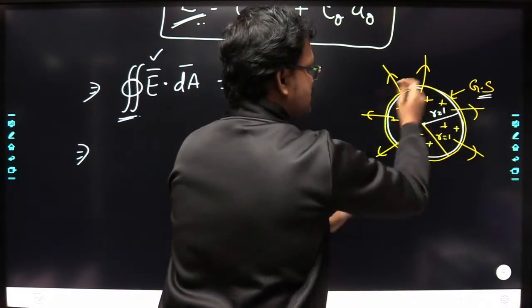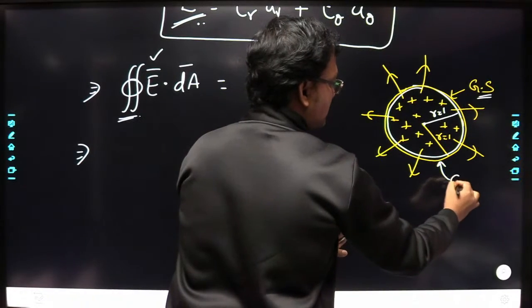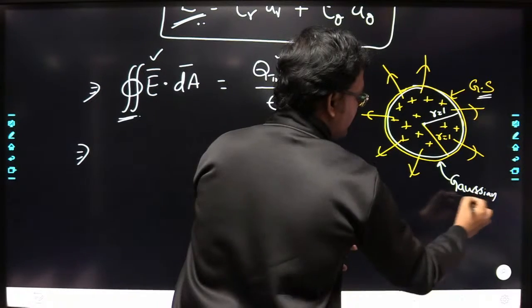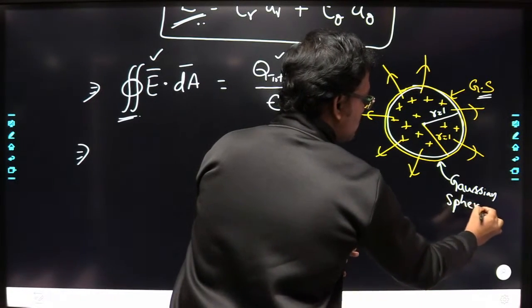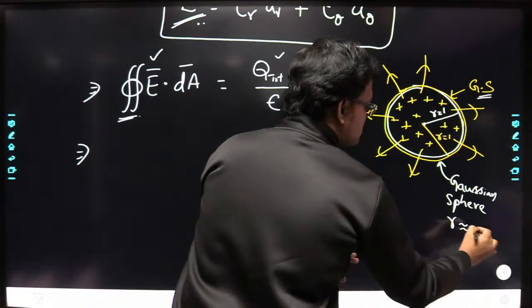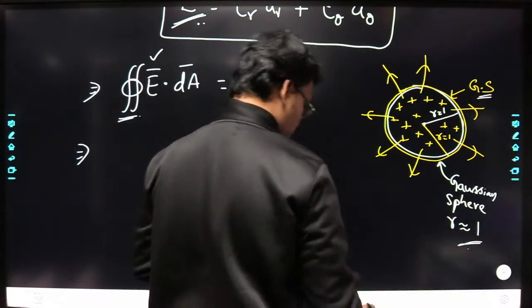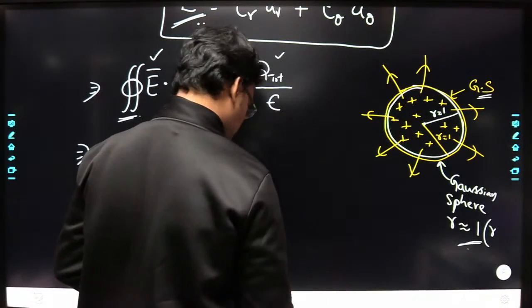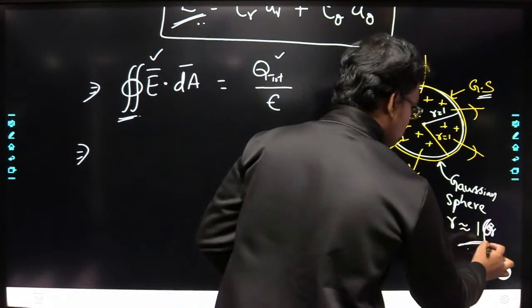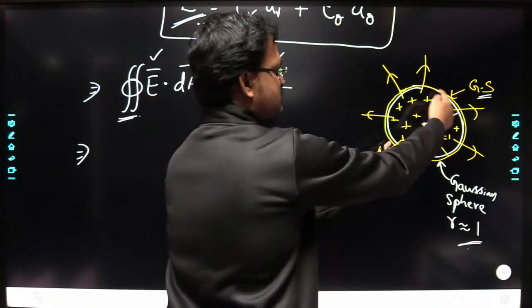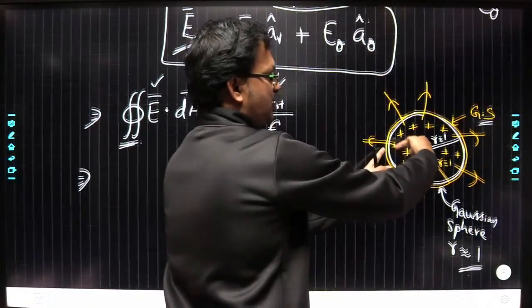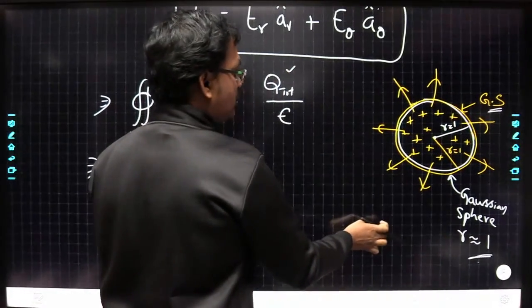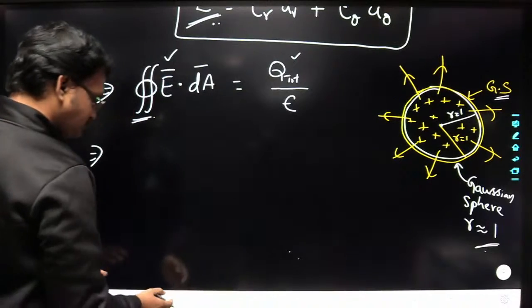Here I am considering this Gaussian surface as a Gaussian sphere, whose radius is almost equal to 1, just greater than 1. So this Gaussian sphere is almost present on the unit sphere here. Now see here.